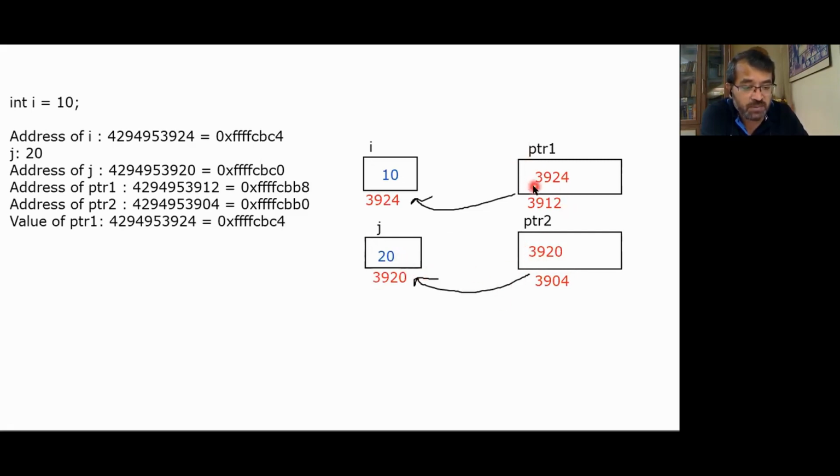When I use star PTR, it will give you the value that is stored at the address stored in the pointer variable. So the address stored in the pointer variable is 3924. If I say PTR1, I'll get this address. If I say star PTR1, I'll get the value at this address. The value at that address is 10. If I say PTR2, I'll get 3920. If I say star PTR2, the value at this address is 20.